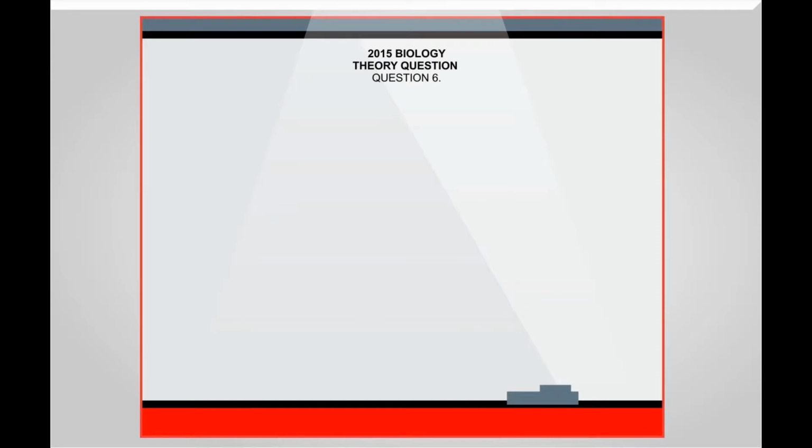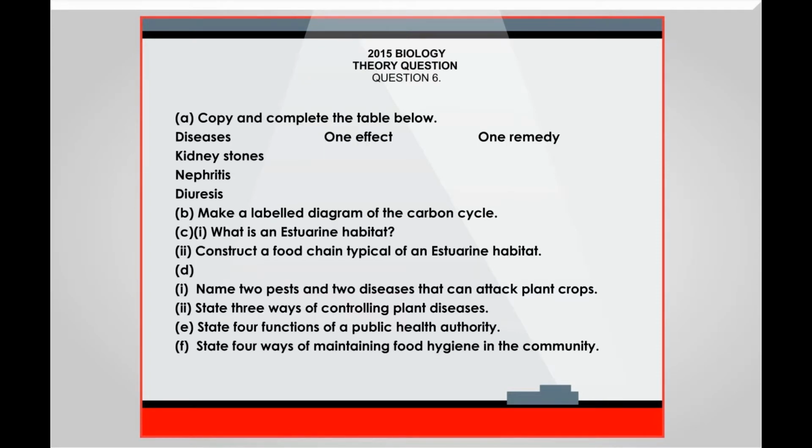Question 6. Copy and complete the table below. Diseases, 1 effect, 1 remedy: kidney stones, nephritis, diuresis. B. Make a labeled diagram of the carbon cycle. C. 1. What is an estuarine habitat? 2. Construct a food chain typical of an estuarine habitat.